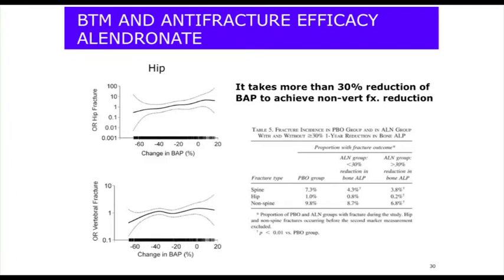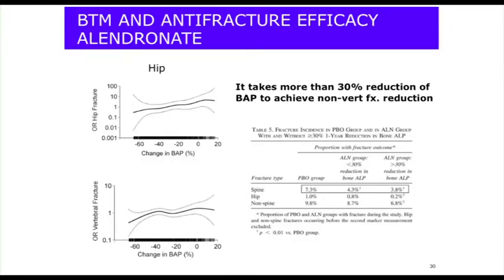Also, they tried to look at what happened to patients that showed less of a suppression versus patients that showed higher suppression. And the cutoff for bone-specific alkaline phosphatase was 30% in this study. And you see, in terms of spine fractures, it doesn't matter. There you got significant reduction in either group. Spine fractures react very favorably to turnover suppression.